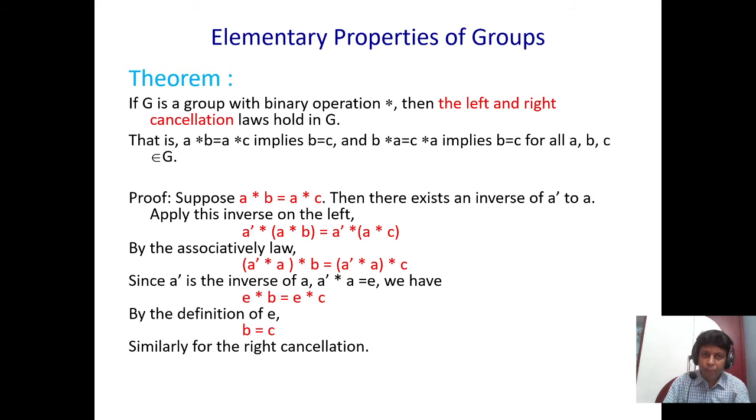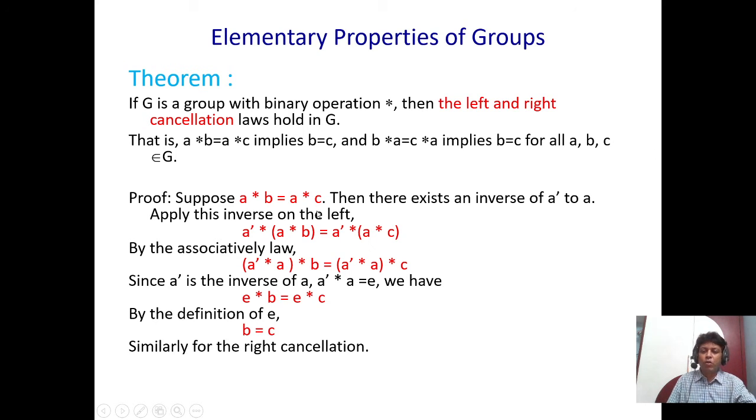Now there are some elementary properties of groups. You can say these are the theorems or important properties. First theorem: if G is a group with binary operation star, then left and right cancellation laws hold on G. That is, A star B equal to A star C implies B equal to C. You look at that, A is cancelled, so this is called left cancellation. And B star A equal to C star A implies B equal to C, for all A, B, C belonging to G. In this case you see right cancellation holds. So this is called the cancellation properties holding in G.